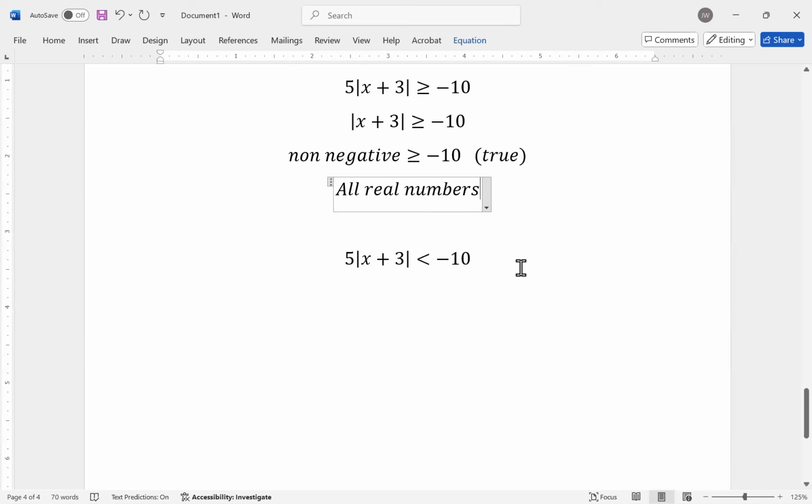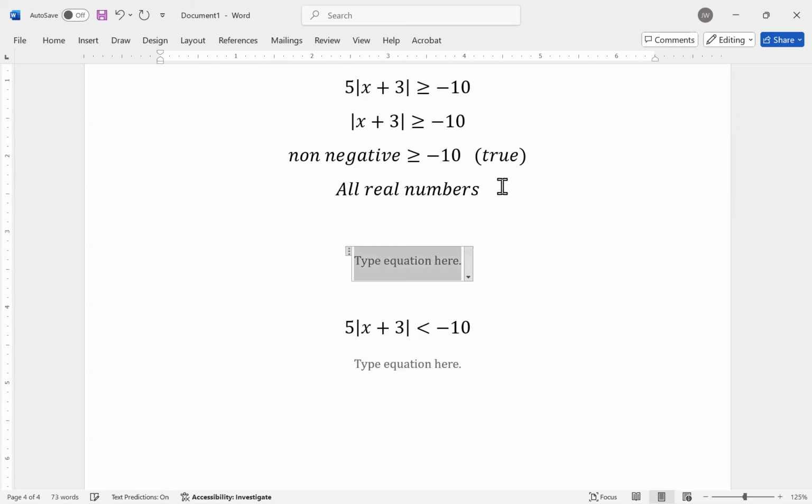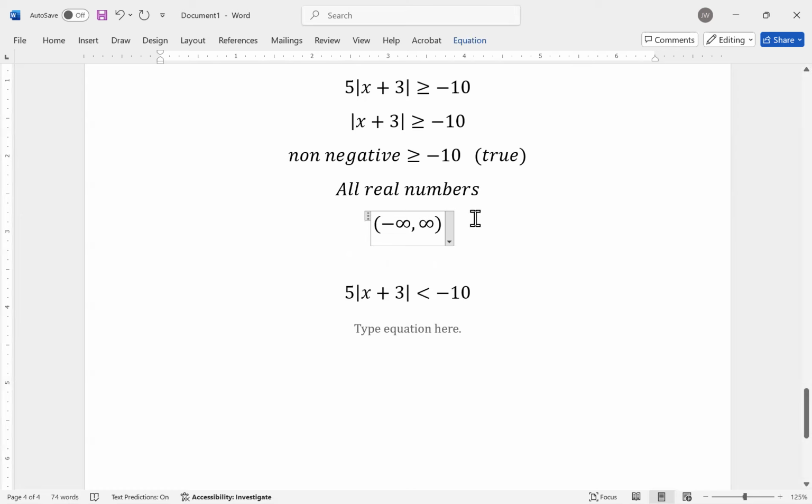Oh, and if you wanted to write that in interval notation, all real numbers is parentheses, negative infinity, comma, positive infinity, and then end the parentheses. For the number line, you just draw a line forever to the right and forever to the left. I don't need to draw that out.